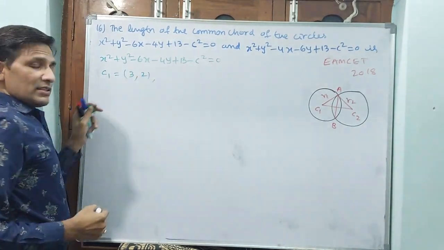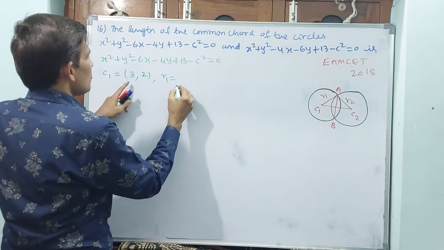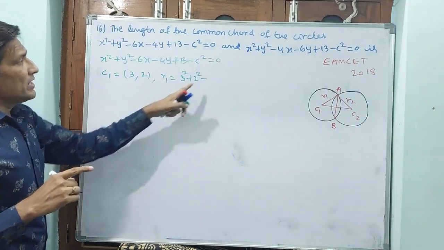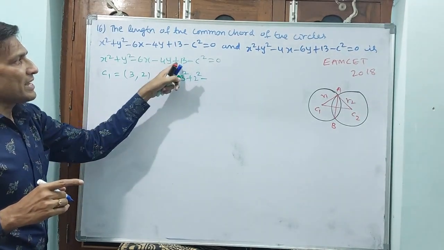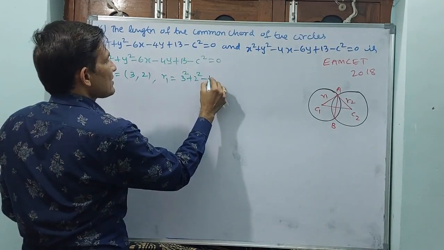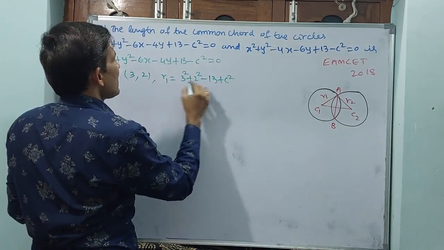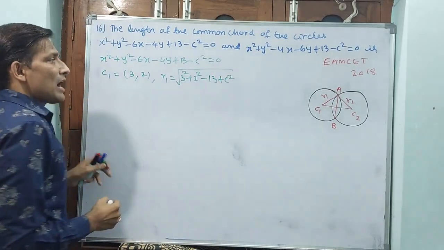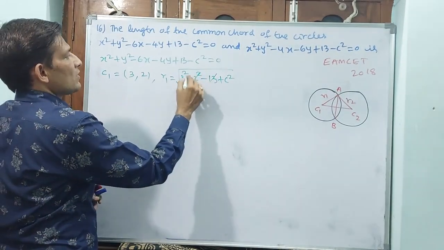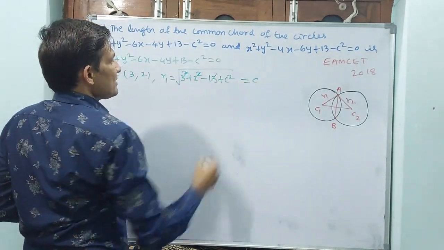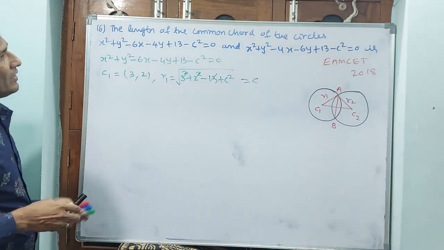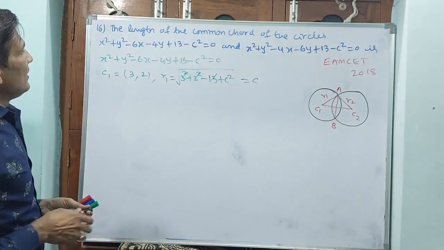This is the center, C1 is (3, 2). Then what about radius R1? R1 is equal to the square root of 3 square plus 2 square minus the constant, minus 13 plus c square. Minus of minus 13 plus c square. You see, 9 plus 4 is 13, 13 minus 13 gets cancelled out. Square root of c square comes as c. That means the radius is c. Okay, go back for this one.